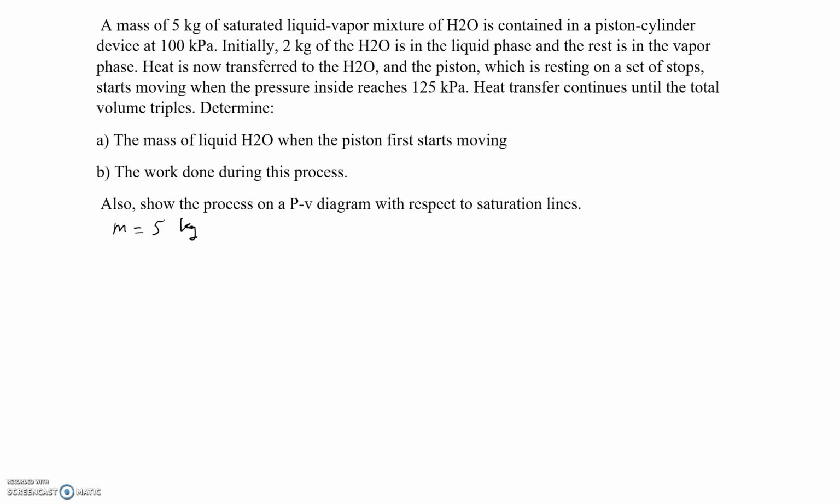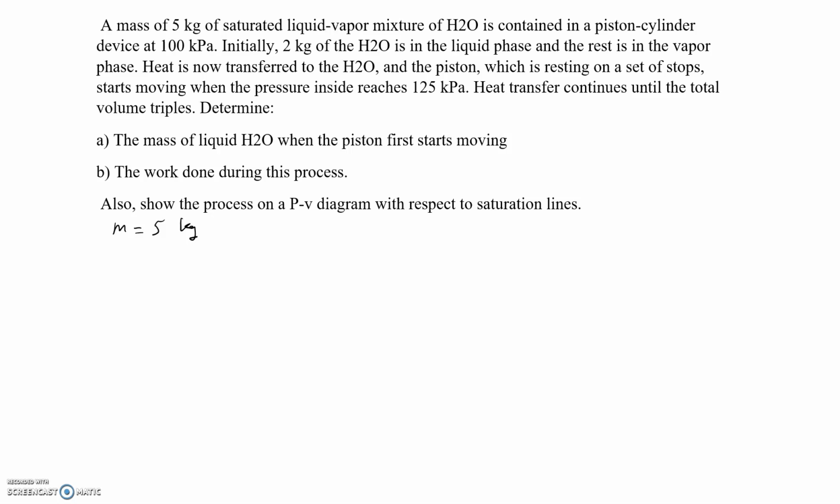Hello everyone, we want to do this problem, and this is a system of piston and cylinder. We have 5 kg of saturated vapor liquid mixture of water, initially at 100 kilopascal. Out of this 5 kg, 2 kilograms is in liquid phase, the rest is in vapor phase, and then we apply heat to the system. The piston starts moving upward when the pressure inside the cylinder reaches 125 kilopascal.